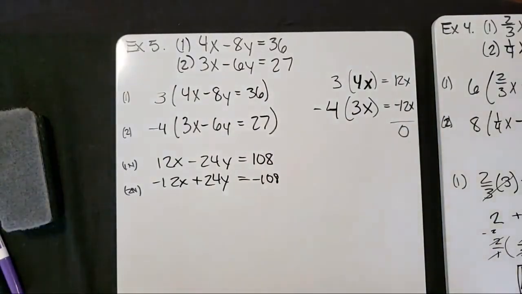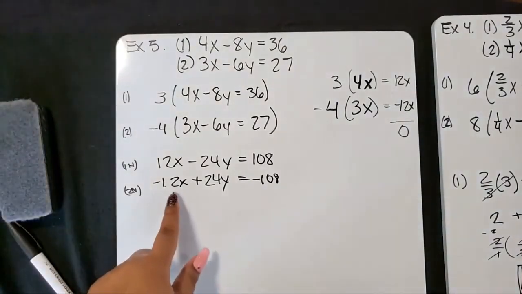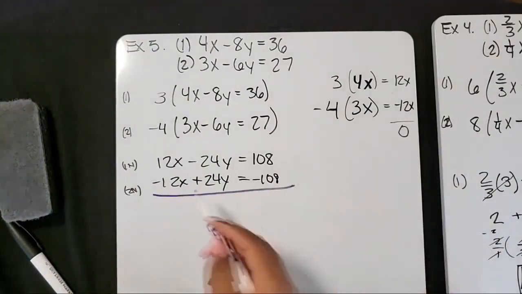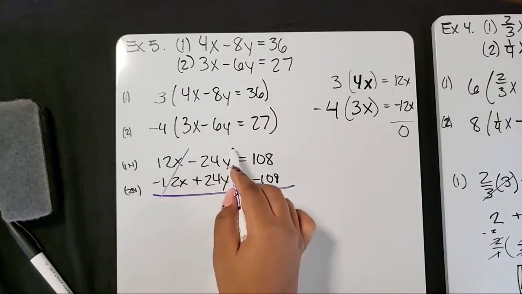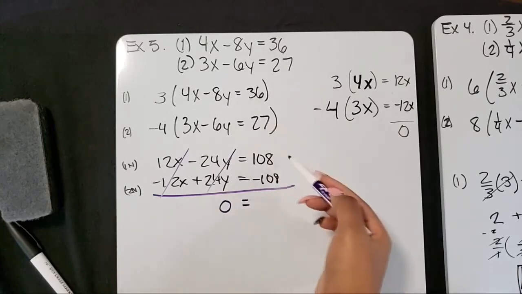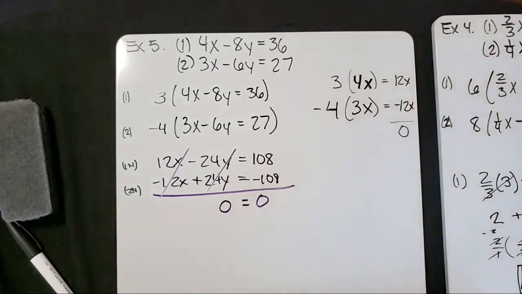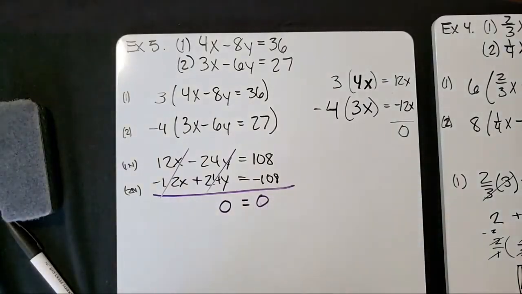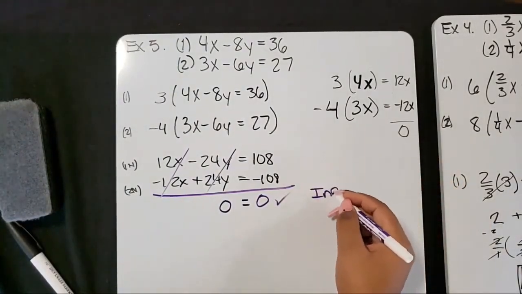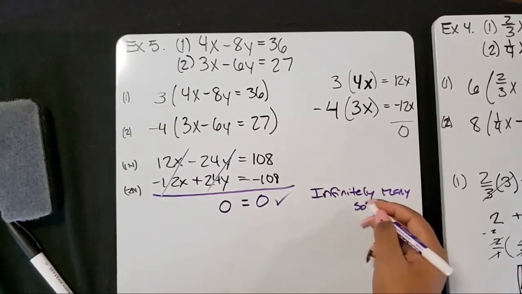Okay. So in trying to eliminate the x term, we eliminated the x term and the y term. So this side is 0, and 108 and minus 108 is 0. Because 0 equals 0 is a true statement, we know that it is infinitely many solutions.